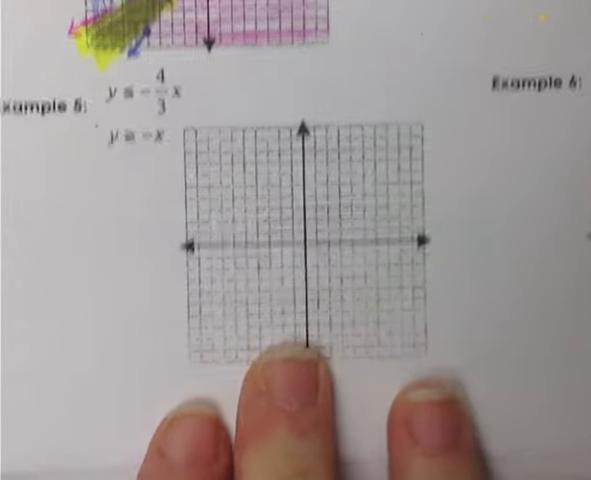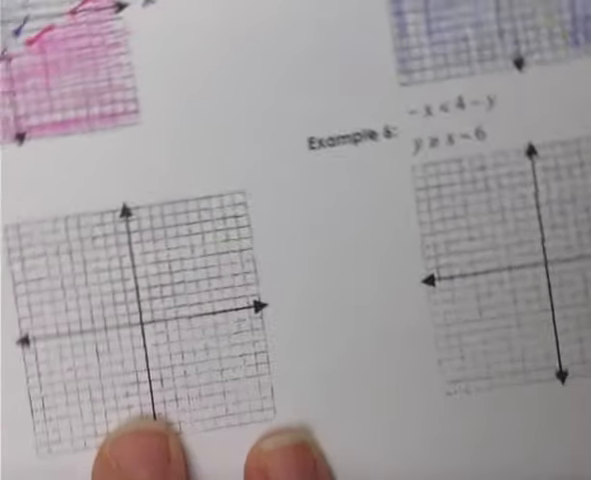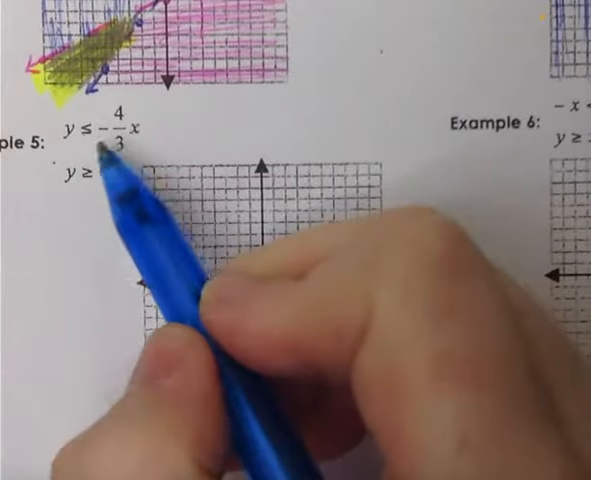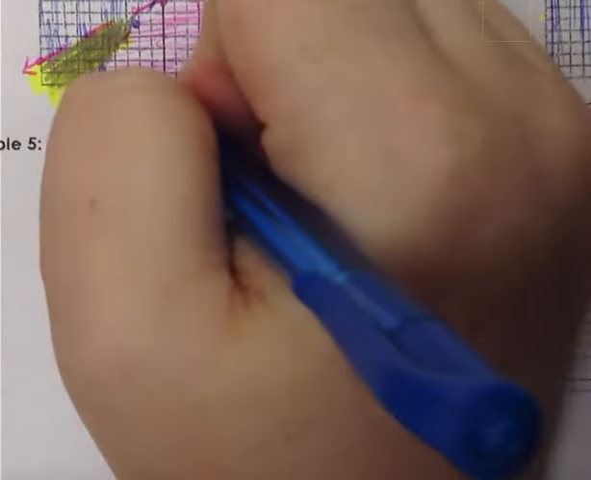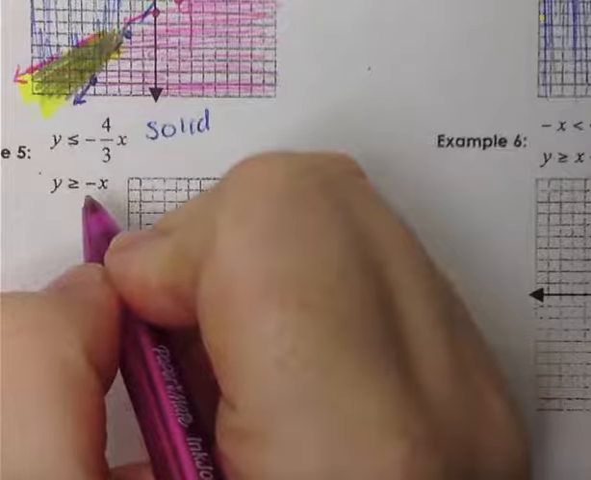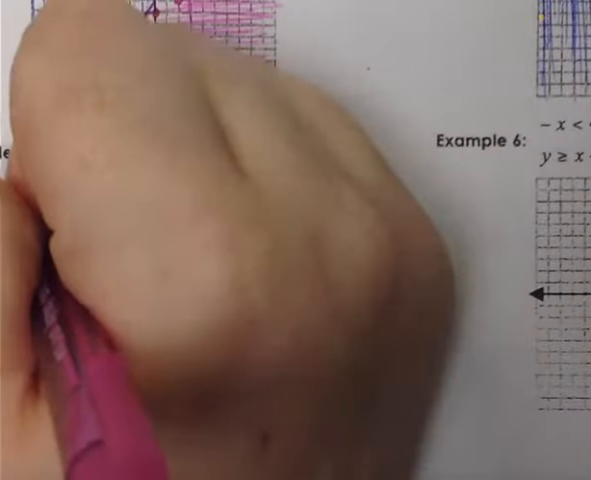On example 5, these are already in slope-intercept form, so it'll be a little bit easier to graph. On the first inequality, this is going to be a solid line because it is less than or equal to. And for the second one, this will also be a solid line because it's greater than or equal to.